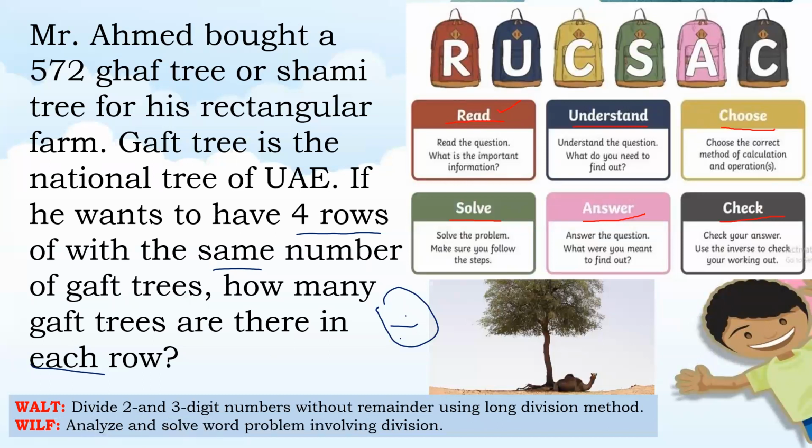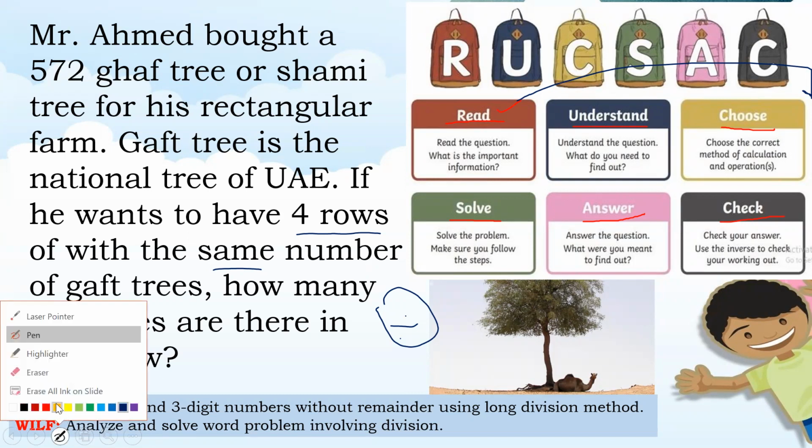Solve, so let's solve it. What do we need to do? Let's read it again. We could put here read again after choose. Mr. Ahmed bought 572 Ghaf trees or Sham trees for his rectangular farm. Ghaf tree is the national tree of the UAE. If he wants to have 4 rows with the same number of Ghaf trees, how many Ghaf trees are there in each row? So please proceed with your answer and come back when you're done.